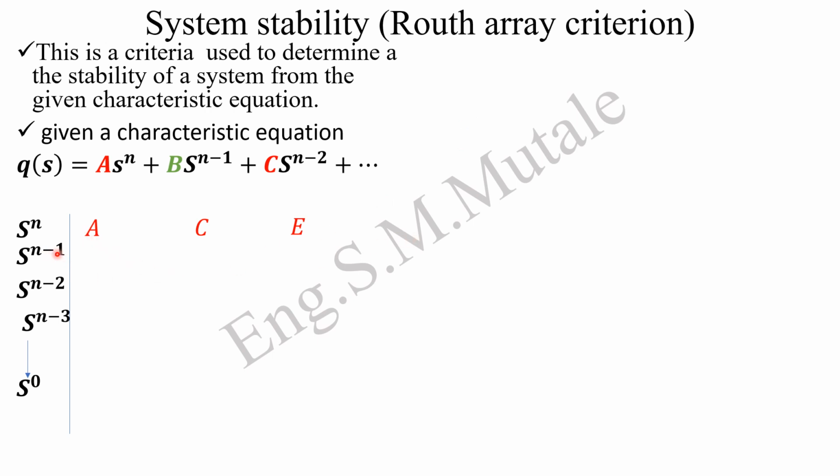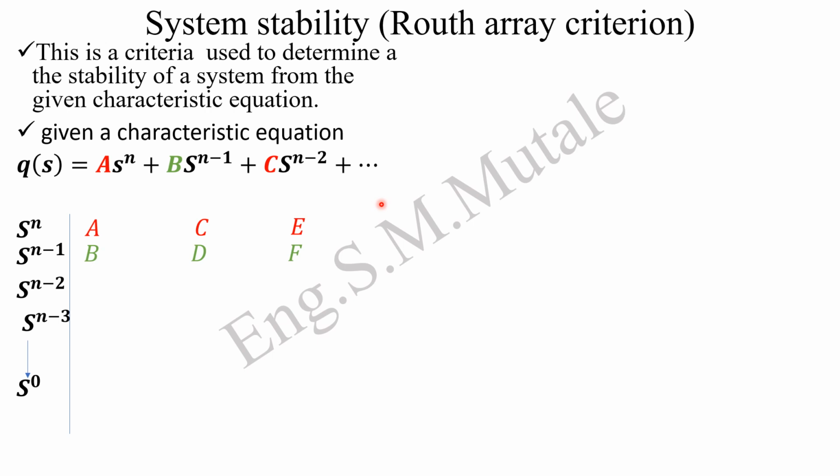And then for the s to the power n minus 1, so if this was s to the power 4, this would be s to the power 3. For the s to the power 3, you write those you skipped before. So automatically you write the B there, you skip the C, there's the D, you write that one, you skip the E, then there is the F, like that.